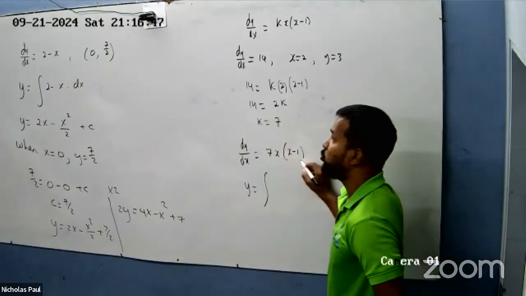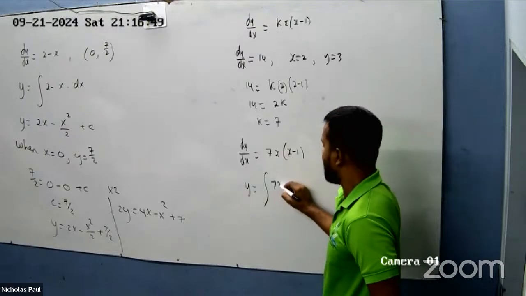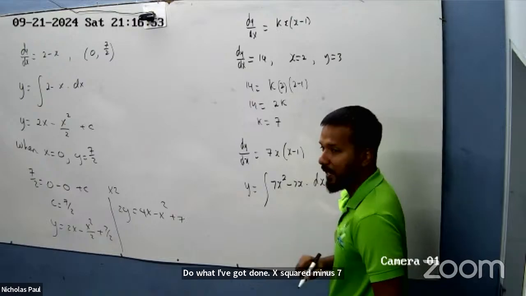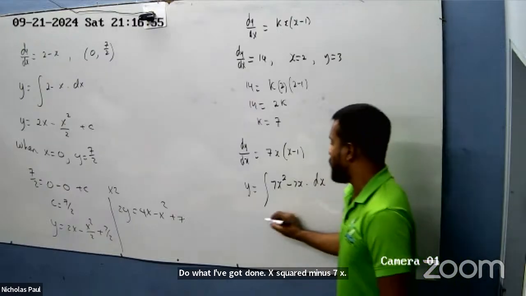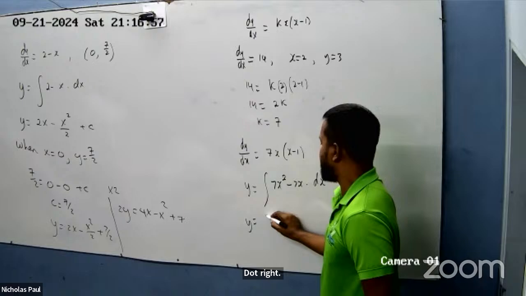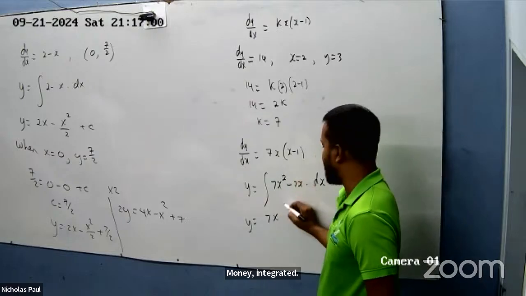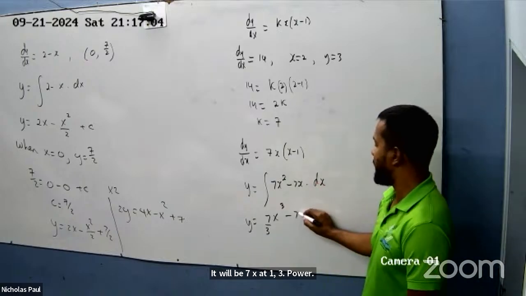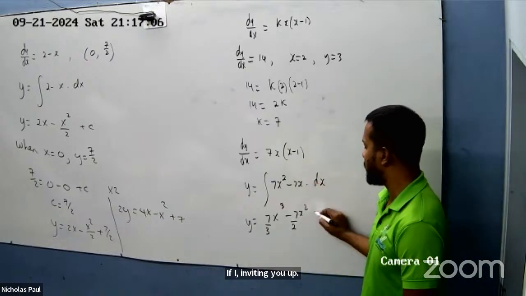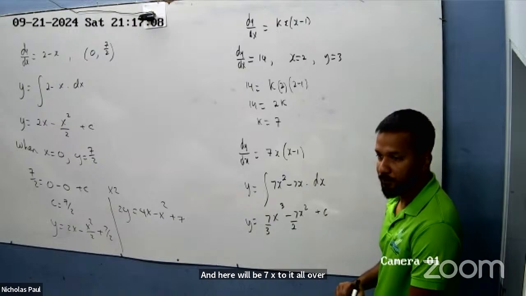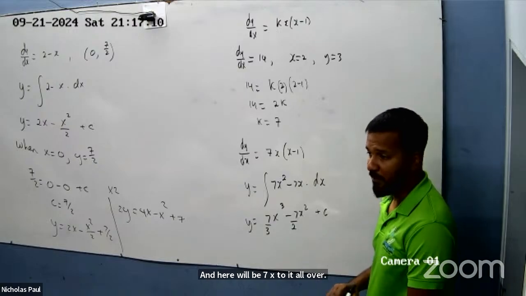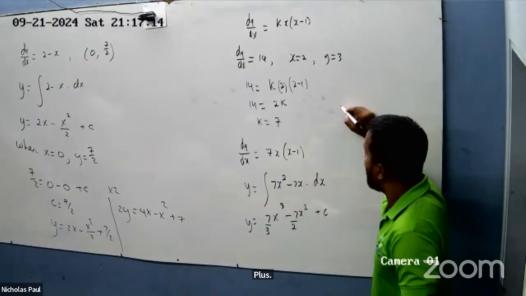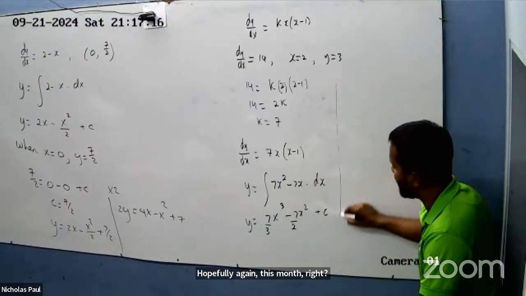Right, so when you expand, you would have gotten 7x squared minus 7x dx. When you're integrating, it will be 7x, add 1 to the power, divided by the new power. And here it will be 7x cubed over 3 minus 7x squared over 2 plus c. Let me look at the integration. Hopefully you're getting this, right? And then we want to take a look at the next part.